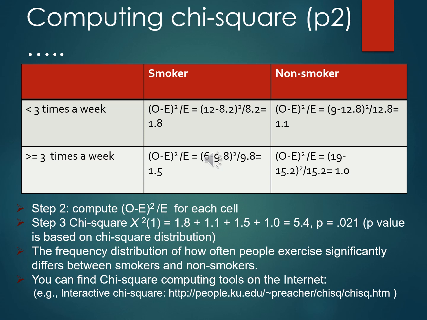Therefore, you can reject the null hypothesis. This means smoker, non-smoker status is systematically related to the number of times of exercising, whether 3 times a week or more, or fewer than 3 times a week.